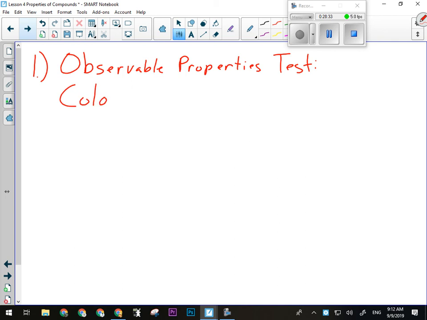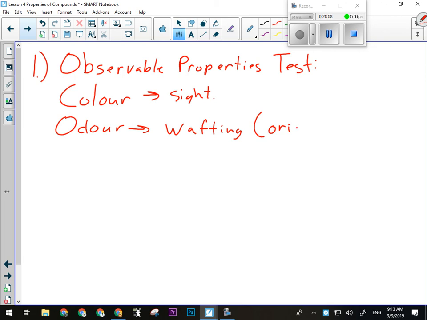Are we going to be sniffing it? Yes, you will be wafting things for odor. Okay, so color, obviously you're just using your sight for that one. Okay, odor, that you'll be wafting. And my suggestion would be to waft the original samples.